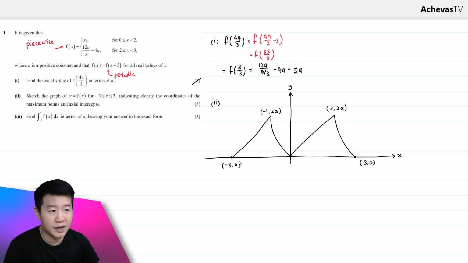And for x bigger or equal to -3, we are going to have a solid dot here. Okay, so this is our graph of f(x) for x to be between -3 and 3. And my origin is here. So this is part 2 and part 3.